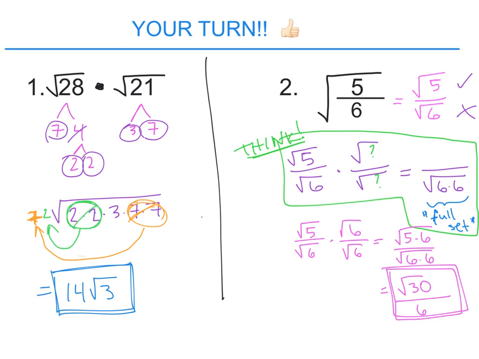So how did you do? Square root of 28 times the square root of 21, you should have gotten 14 root 3. And for the square root of 56, you needed to rationalize it. The top was okay, the bottom was a problem. If you think about it, here's one 6, how do you get a full set with two 6's? That leads you to thinking multiply top and bottom by root 6, and you get a final answer of root 30 over 6. Remember, root 30 does not break down.